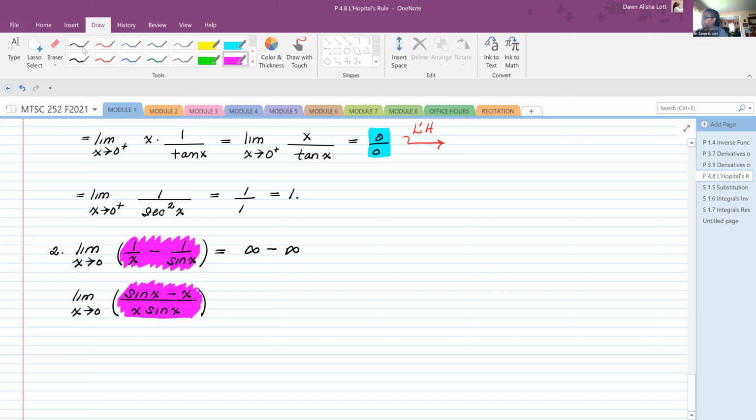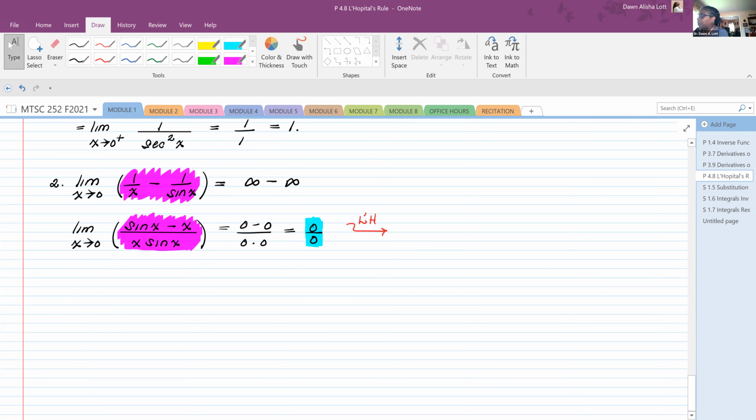Okay. So now when I take the limit, I get 0 minus 0 divided by 0 times 0. So now I get 0 over 0. And yes, I am very happy because now I can invoke L'Hopital's rule. Had to do a little work, but I'm there.